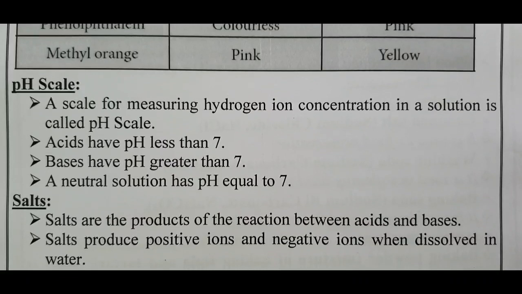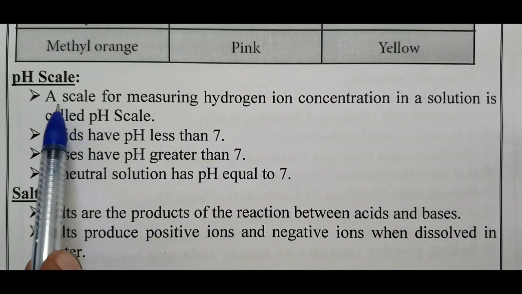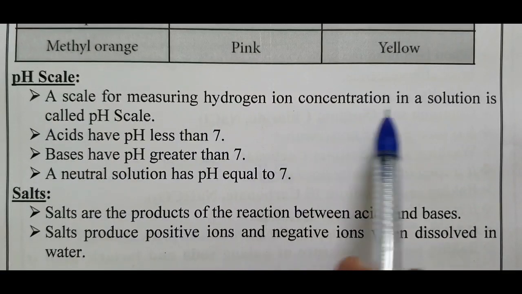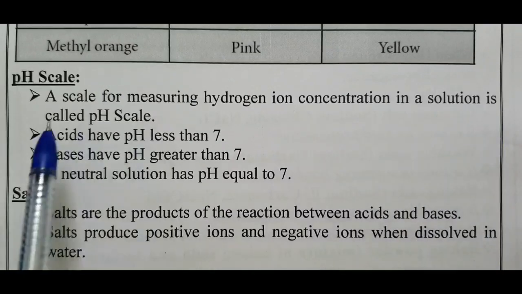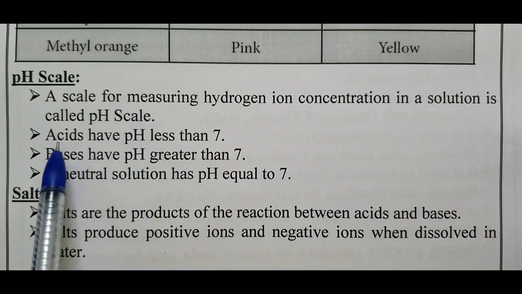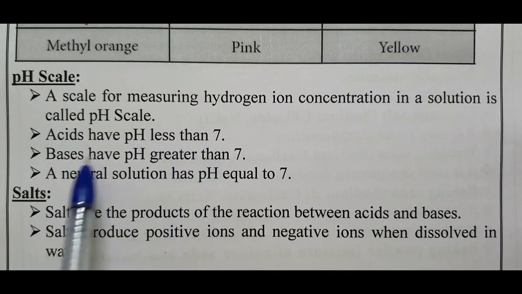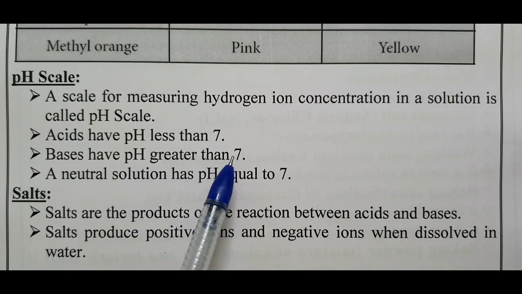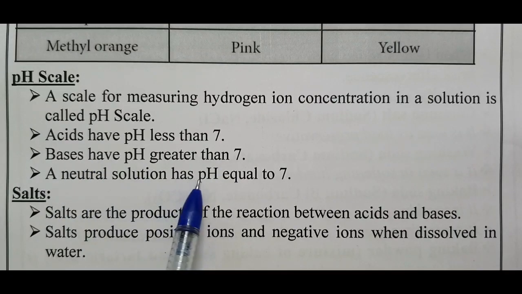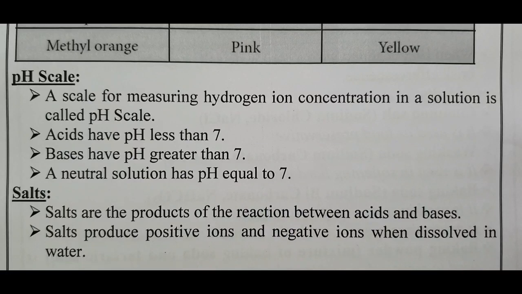Come to the pH scale. A scale for measuring hydrogen ion concentration in a solution is called the pH scale. Acids have pH less than 7, bases have pH greater than 7. A neutral solution has pH equal to 7.